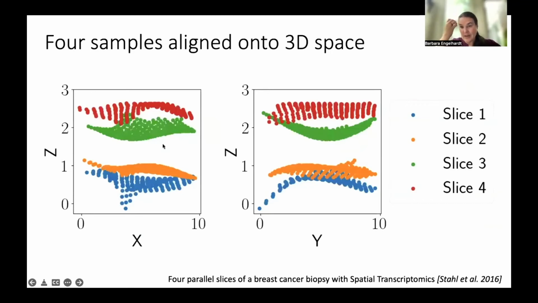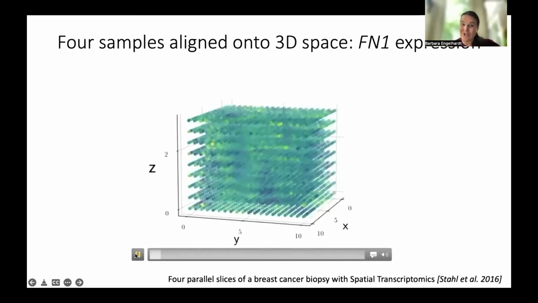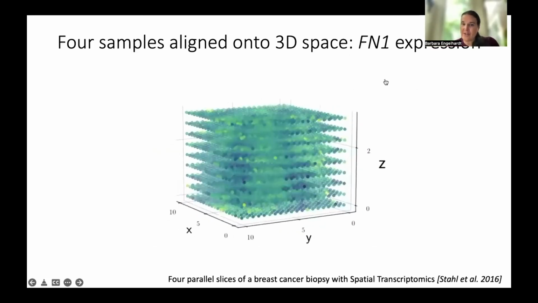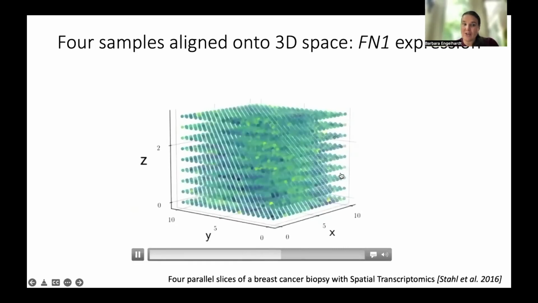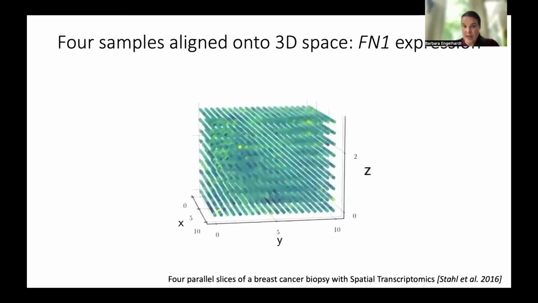We also tried to align it to a 3-dimensional space. We know the order of the Z-axis for these 4 slices, so we actually just pretended that there was a Z-axis and aligned those 4 slices according to that Z-axis. And this is what the X versus Z and the Y versus Z alignment of those 4 slices look like. And what we could get from this is what we're calling an atlas.